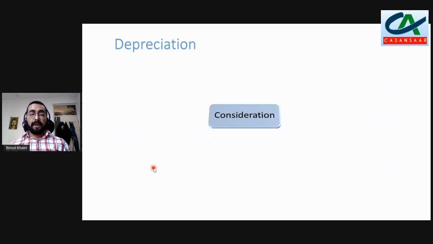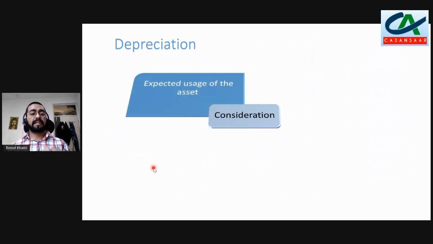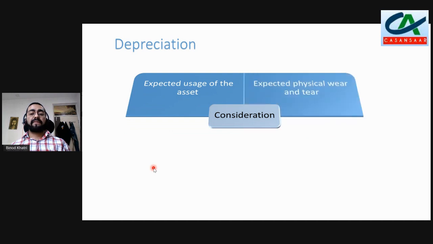Also, let's talk about considerations. What are the considerations that we need to think about before charging depreciation? First is expected use of the asset, and then expected physical wear and tear. Wear and tear means, for example, we are using a car and the road is not good, so depreciation will be higher in comparison to a normal car.